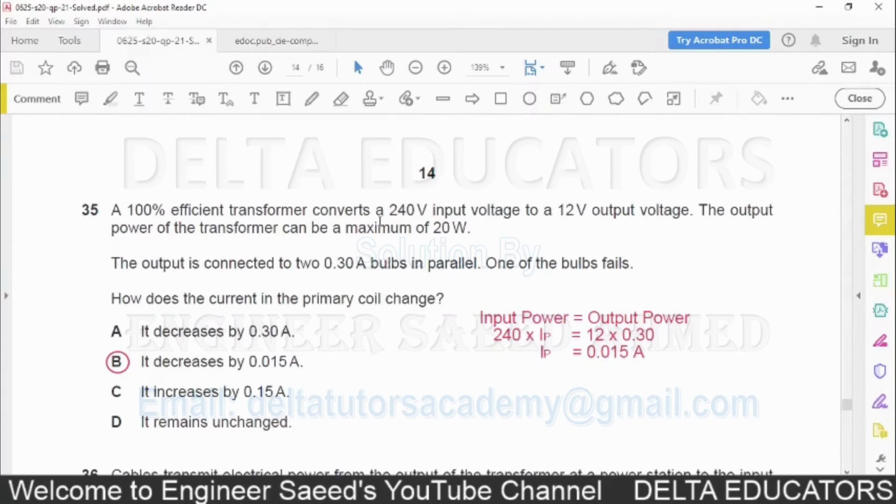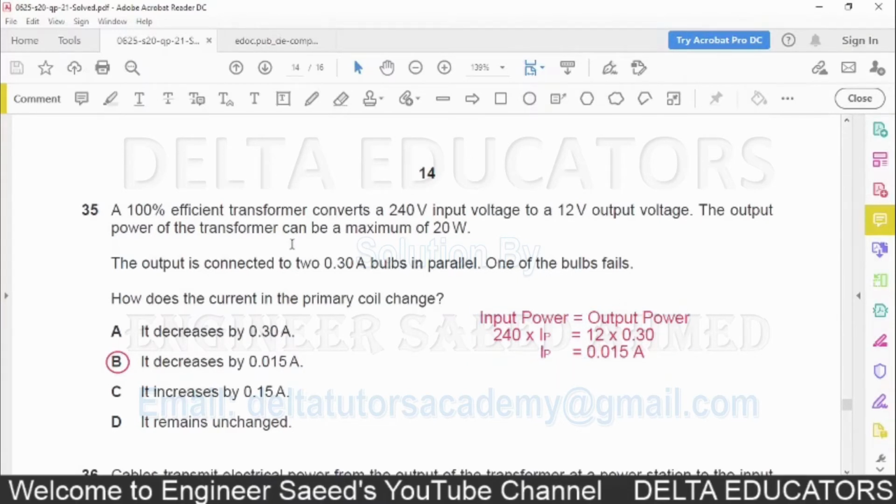Now what is the value of voltage on the primary side? Value of voltage on the primary side is given as 240 volt. So for input power we can say voltage is 240 and the input current we have to find out. For the output power, what is the output voltage? Output voltage is given here as 12 volt.